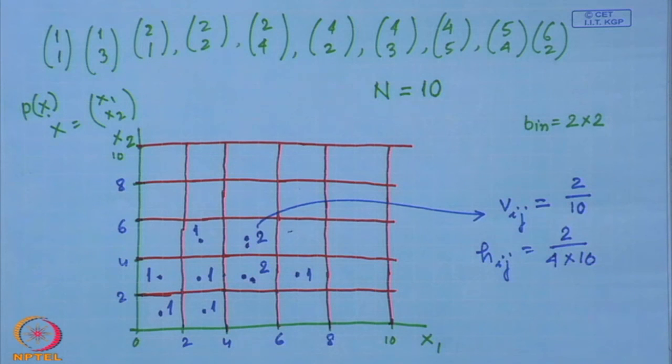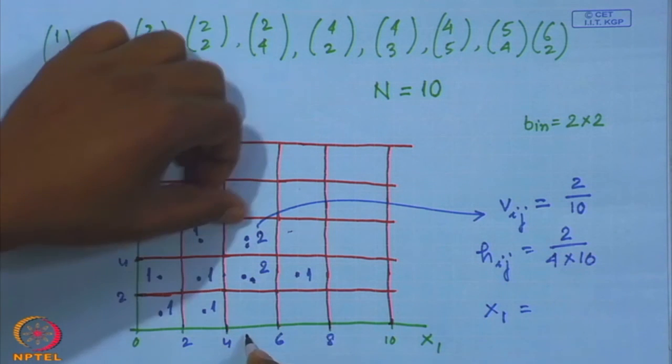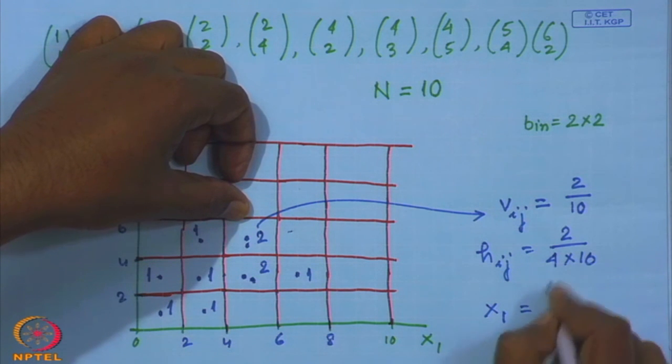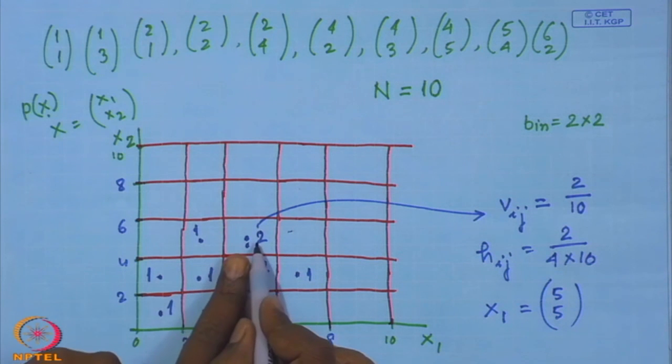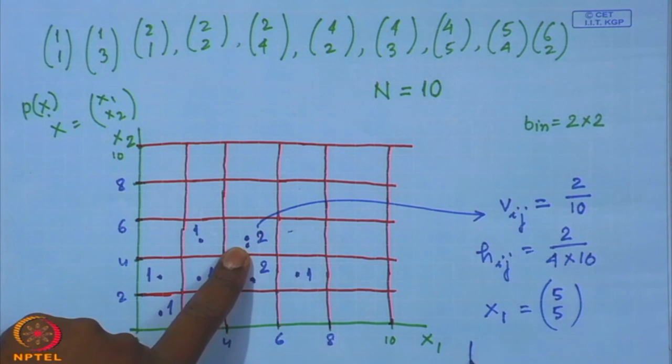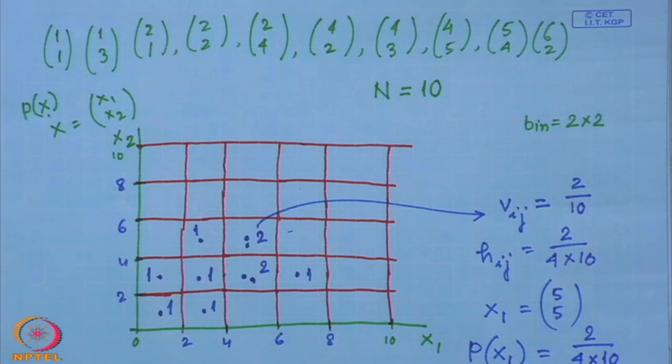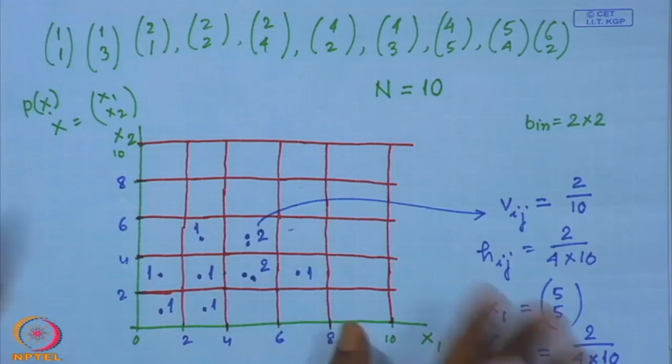Now, if I have x1 equal to, let us say, (5, 5), it falls within this particular bin. So, p of x1 is nothing but this H_ij, which is 2 by (4 into 10). So, we have simply extended the concept of probability density estimate from one dimension to two dimensions. I will continue with this further in our next lecture. Thank you.